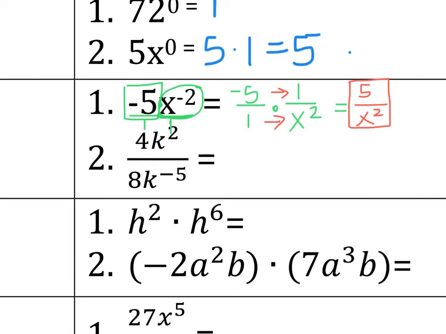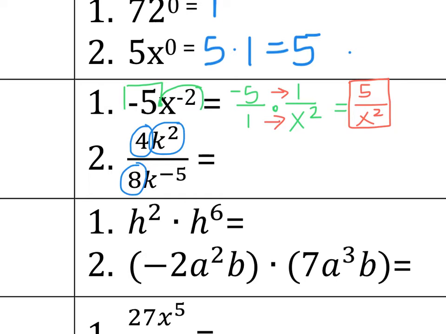So in example number 2, again, it looks kind of complicated, but it's not. You know how to do this. I'm just going to erase these right here to get them out of our way. I'm going to circle, it's already in a fraction, the parts of the fraction that have positive exponents. So this has a positive exponent, it's 4 to the first power. This has a positive exponent, it's k squared. And this has a positive exponent, it's 8 to the first power.